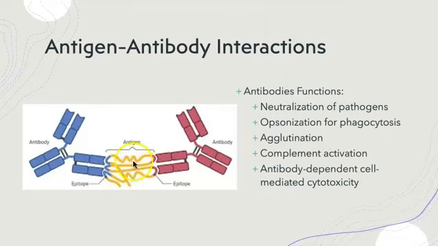Now let's take a look at that closer relationship between the antigen and antibodies. We can see our antigen over here, and we've got two different types of antibodies attaching to them at their antigen binding site. Some of the functions that can take place now are neutralization, opsonization for phagocytosis, agglutination, complement activation, and antibody-dependent cell-mediated cytotoxicity. So let's visit each of these functions to understand what they really are.